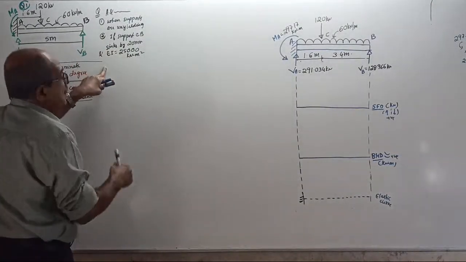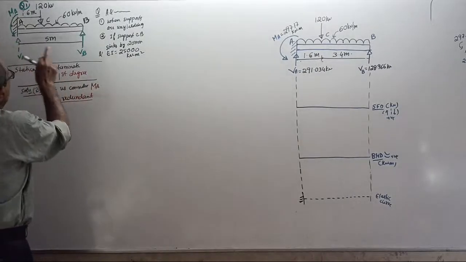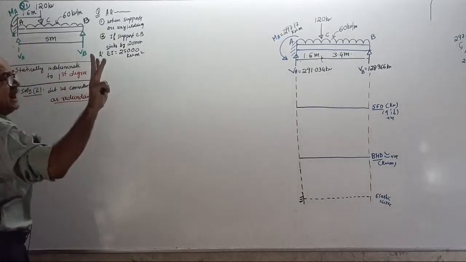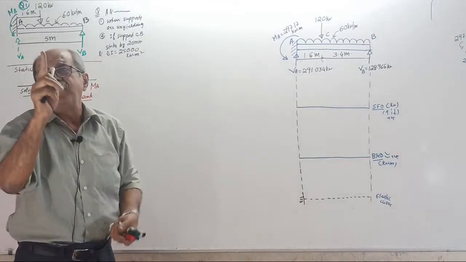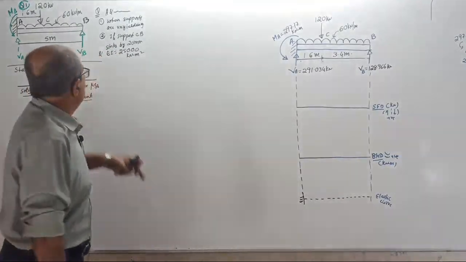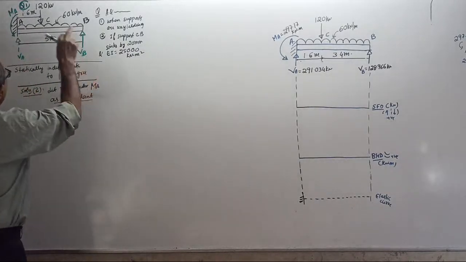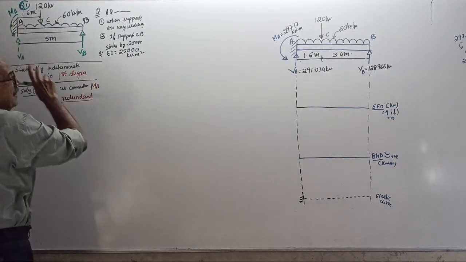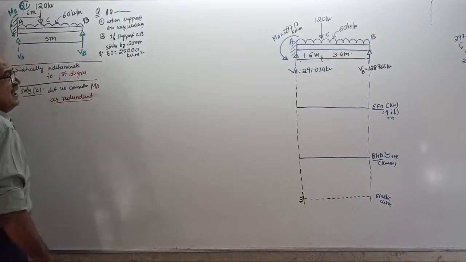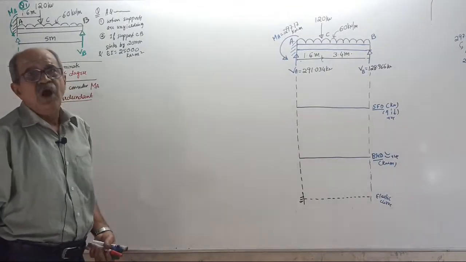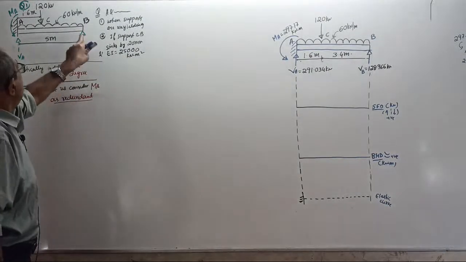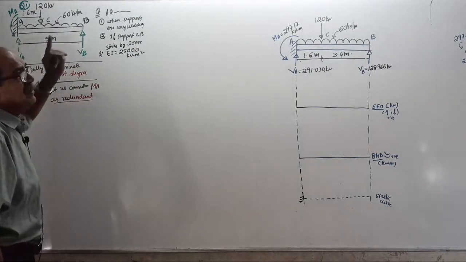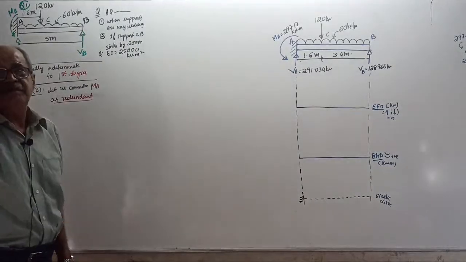Now, see, VA, VB, MA, three unknowns are there. Equilibrium gives only two equations. Shortage of one equation. So you can choose either VB or VA or MA. But choosing VA is problematic. If you choose VB as redundant, when you remove VB, this will become a cantilever. Okay, happily you solved that last time.